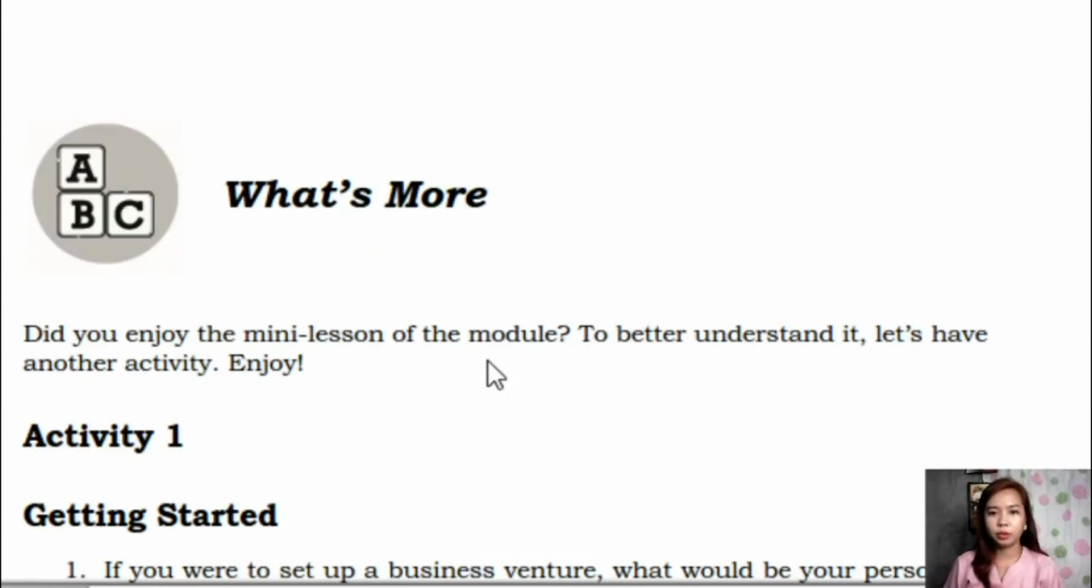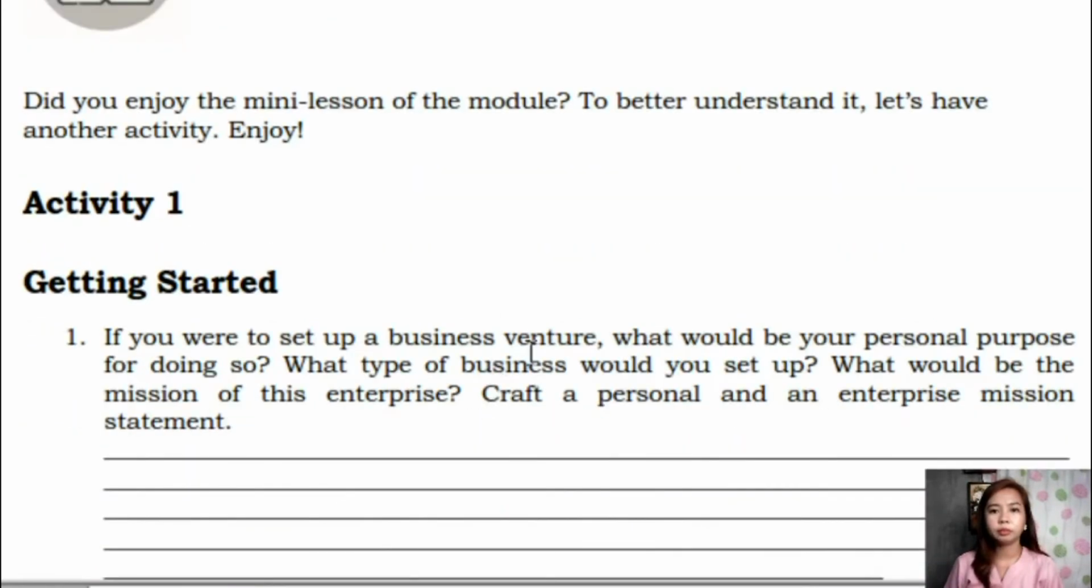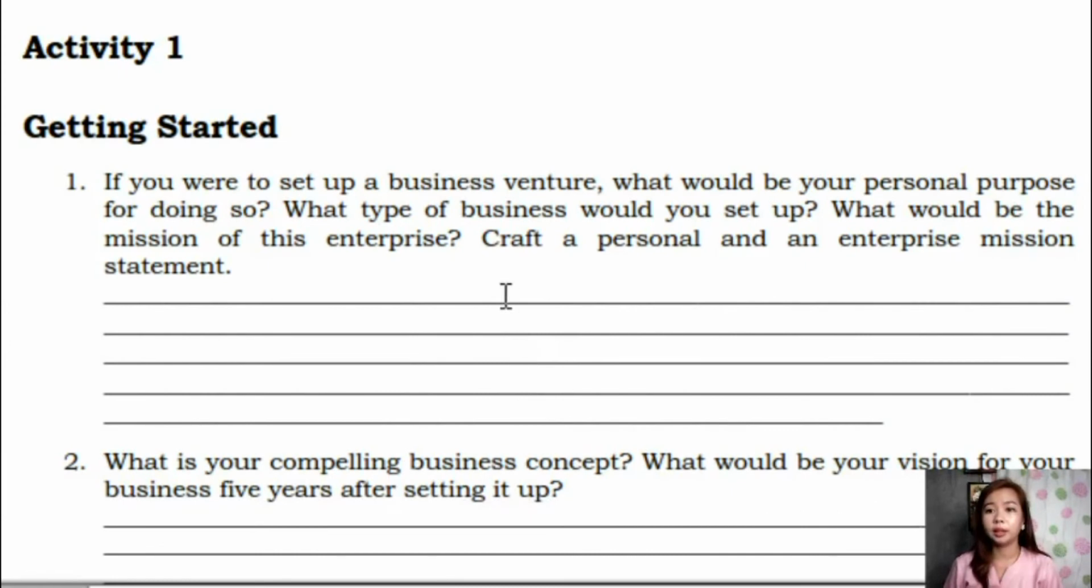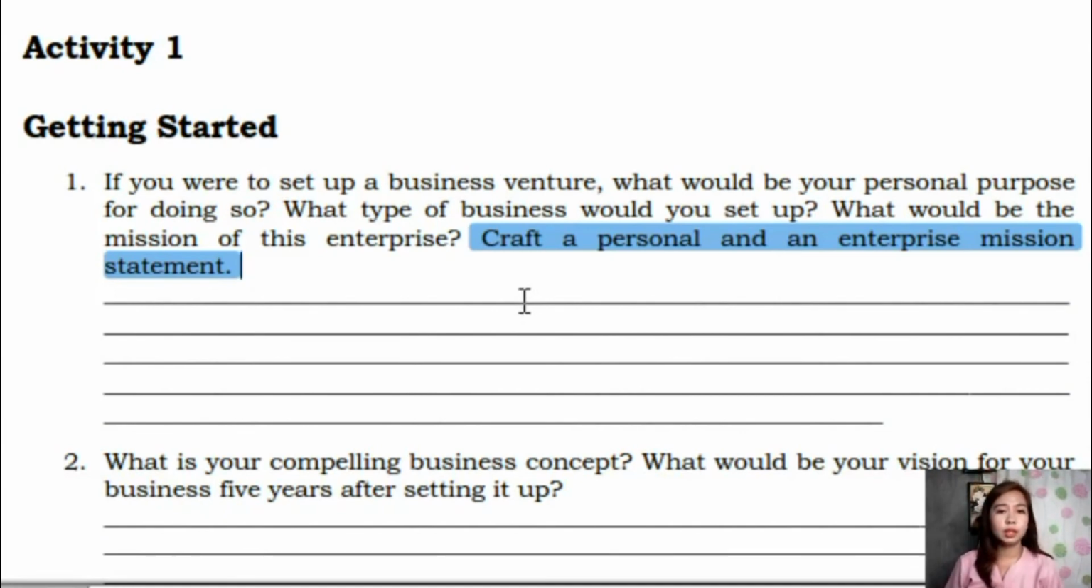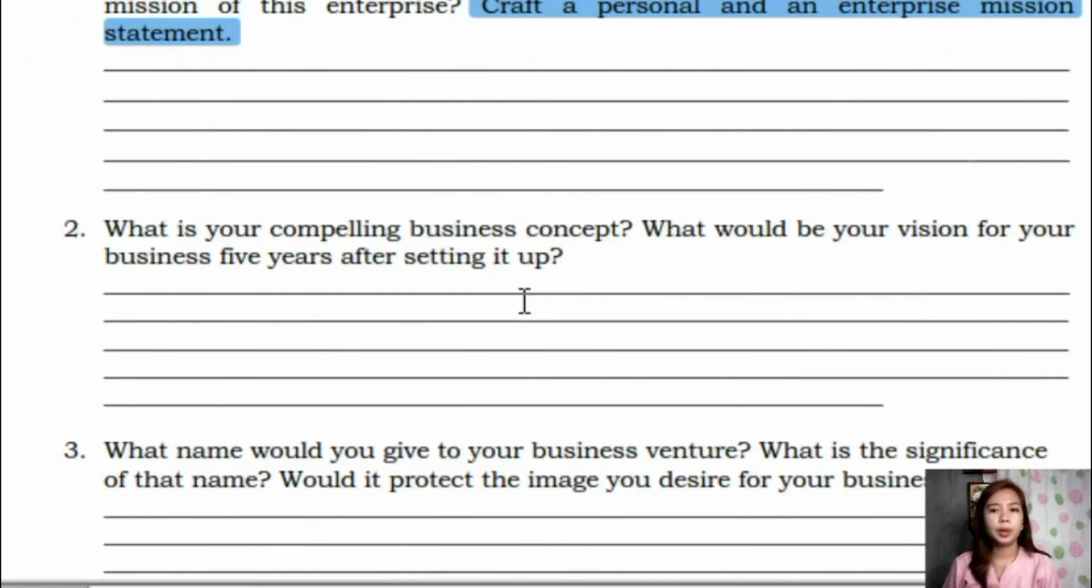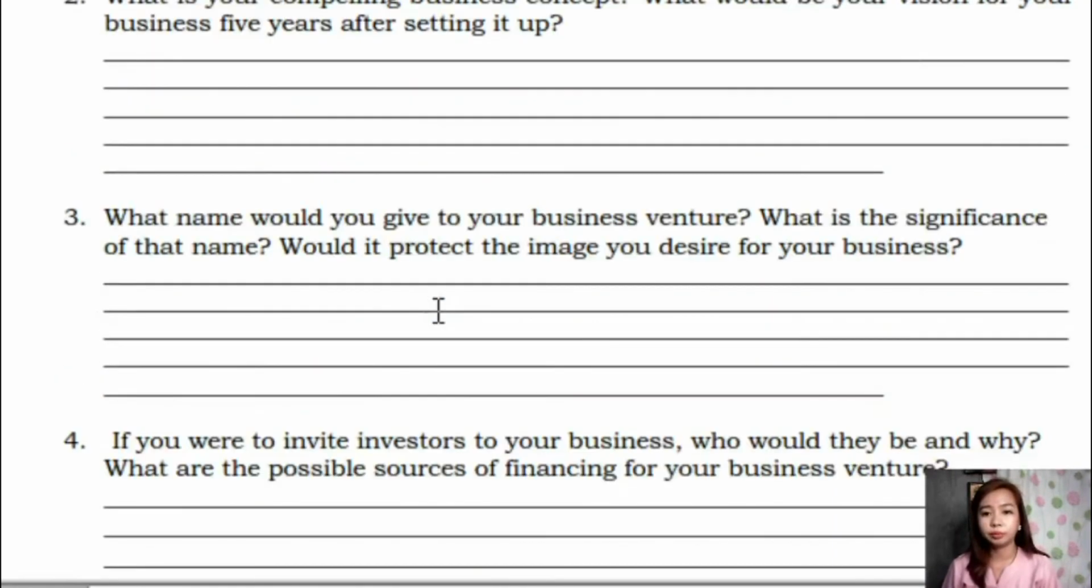So, here, for the activity, you just have to answer this and have a personal and an enterprise statement. So, you have to have your own mission statement. What is your compelling business concept? You could use your business plan dito, just to answer these questions. As basis, yung business plan yung magiging basis nyo dito.